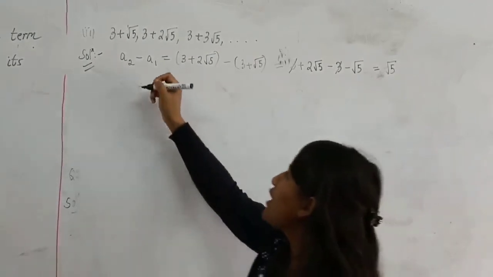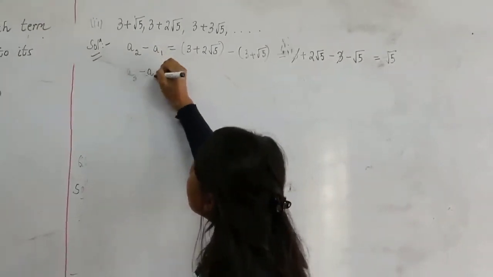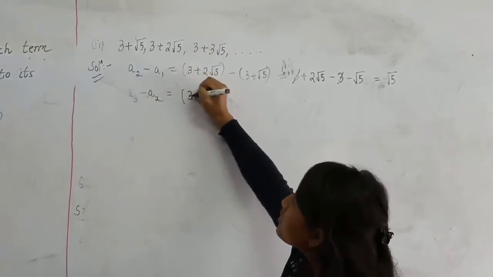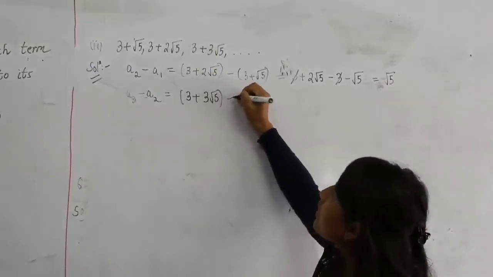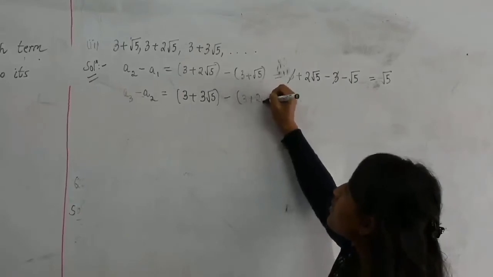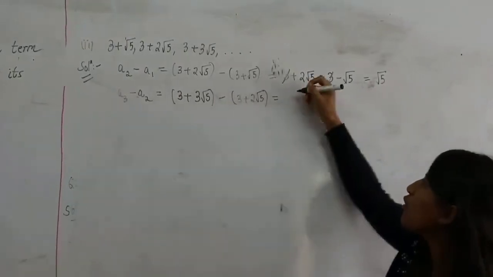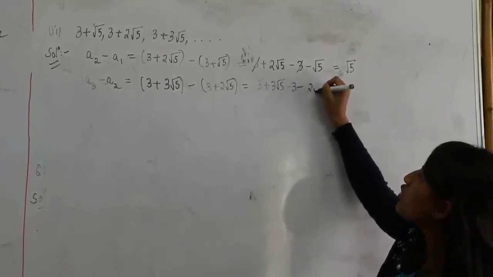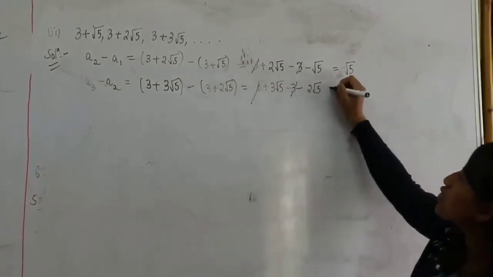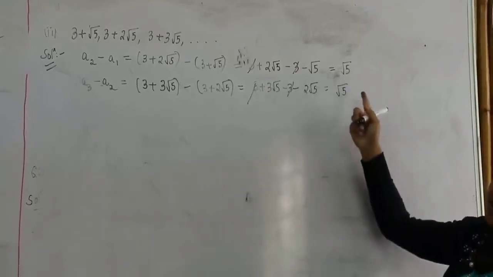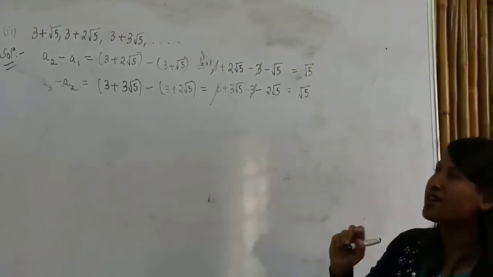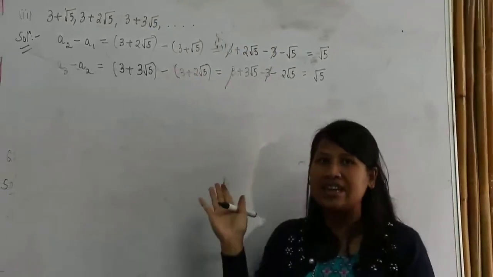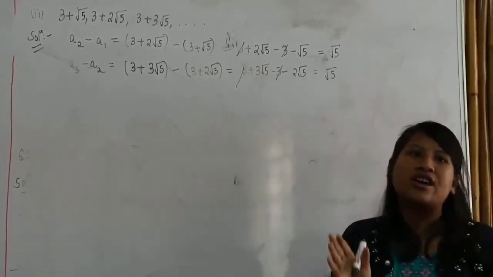Okay, so next is A3 minus A2. Do this and this, next do this and this, means A3 minus A2. So this one, it is 3 plus 3 root 5 minus 3 plus 2 root 5. So 3 plus 3 root 5 minus 3 minus 2 root 5. This and this cancel, so you will get root 5. So in this case, the difference is the same. Since there are no elements left given, you stop there. If they have given, you proceed. And since they are the same, you can conclude that it is an AP.